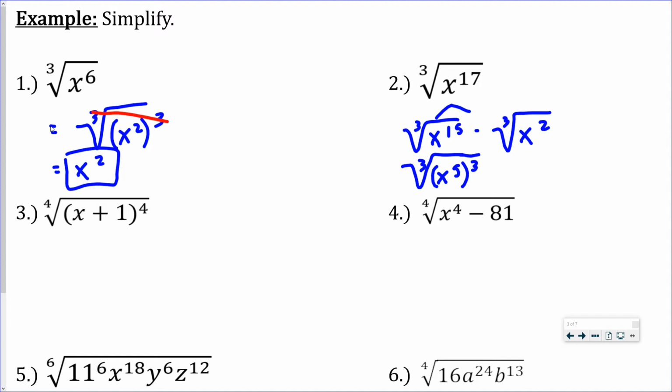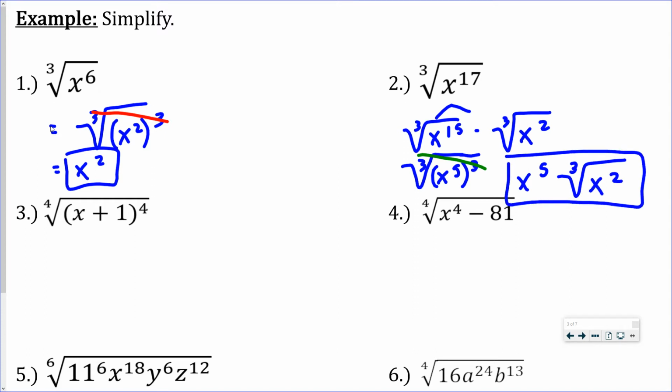Nope, 15. Yes, bingo. I could rewrite that. So here, these would cancel, and I would get x to the 5th. And then this cube root of x squared would just have to stay behind in the radical because it's not a perfect cube. Okay, I kind of did a couple like that.